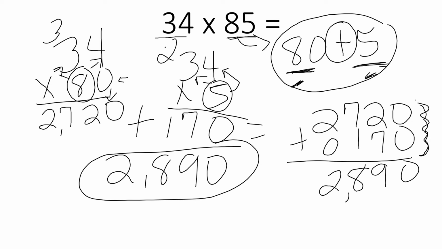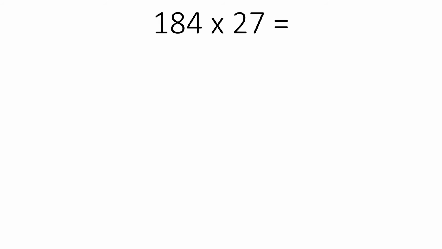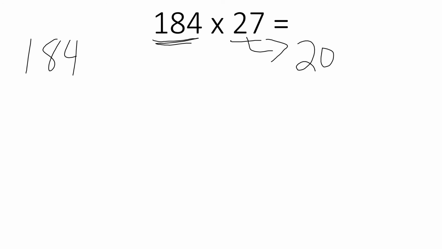Let's try another one. 184 times 27. So now you can see that I want to keep the number that has the most digits together. So I have 184. Take that second number and break it into expanded form. 2 is in the tens, so it has a value of 20. 7 is in the ones, so a value of just 7.